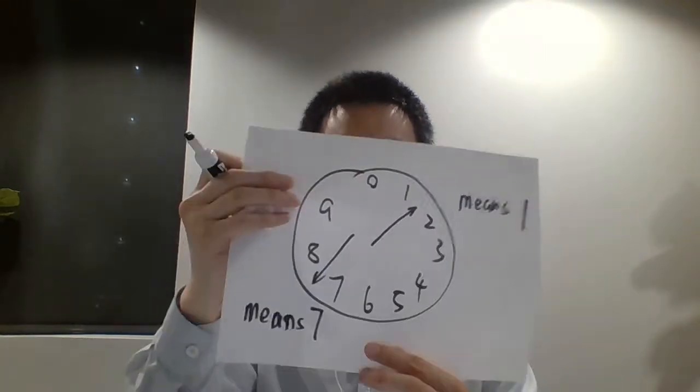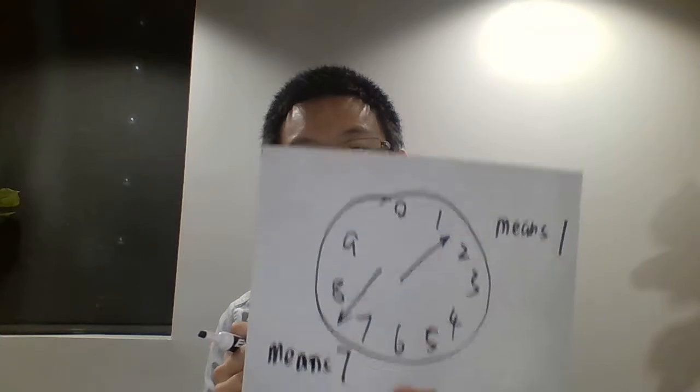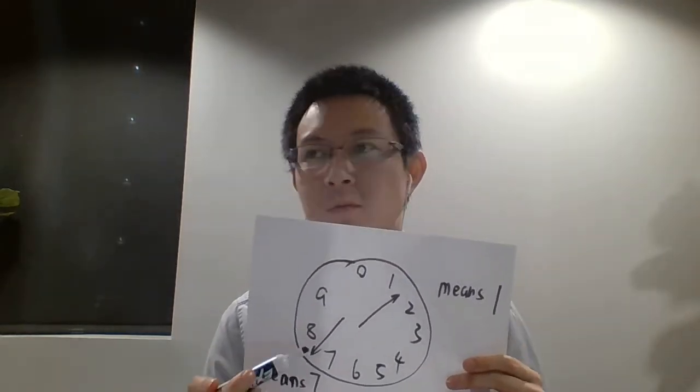If it's between 8 and 7, it means 7. So always go for the number that is smaller than the pointer. That's how you read this old type of electric meter or gas meter.